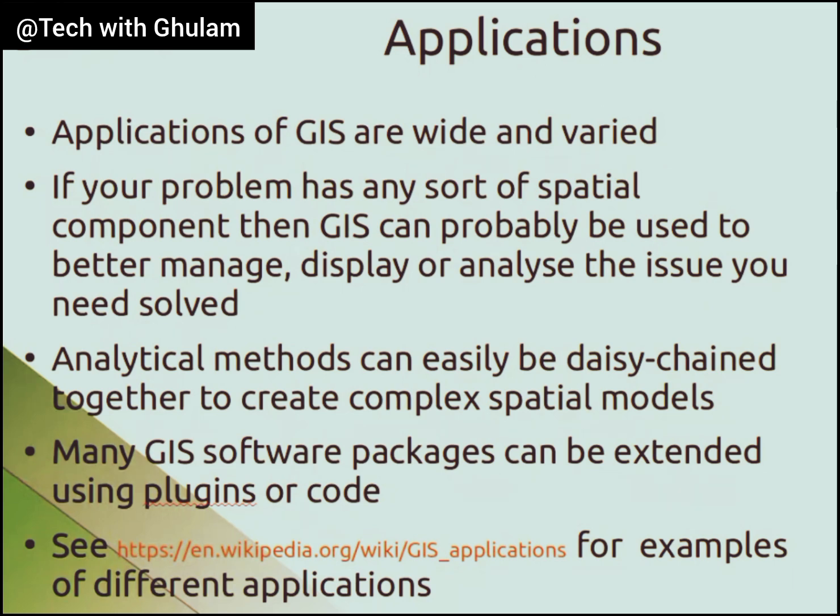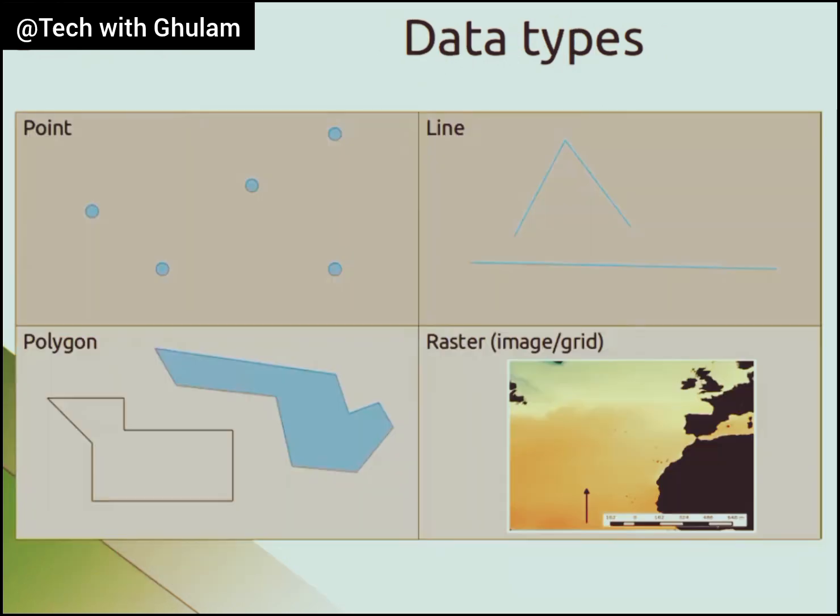Analytical methods can also be daisy-chained together to create complex spatial models. And if you have bespoke code that you need to use in order to do your processing, then there's a variety of different plugins and methods to get that code to work alongside the GIS. For different applications and examples of them, I suggest having a look at this Wikipedia page. There are so many different applications, depending on the needs of the user, that it really wouldn't be worth trying to list them all in this presentation.